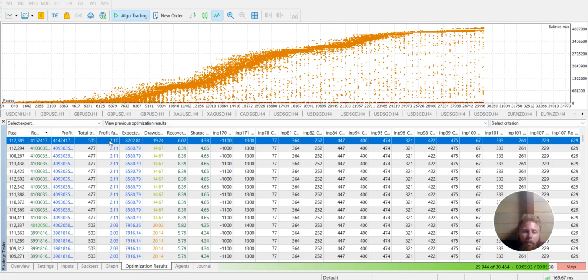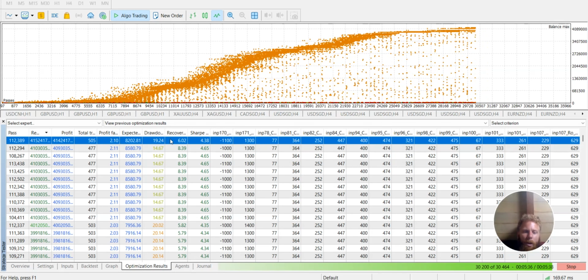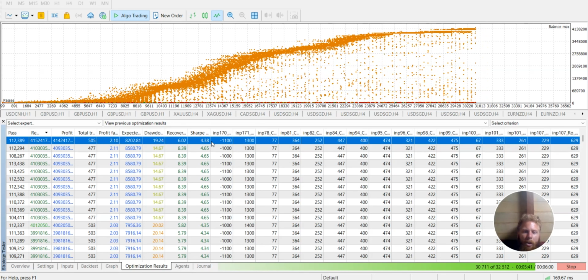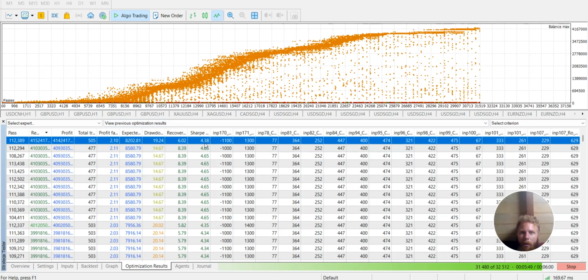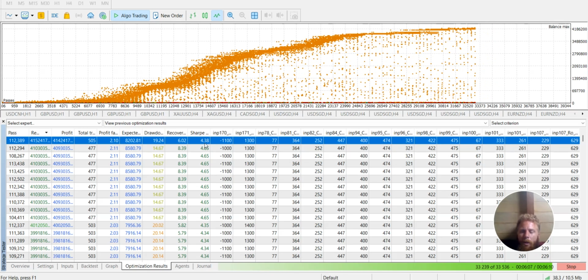You could see that the profit factor is 2. Recovery factor is 6. Sharpe ratio is very good on this one. This EA has done amazing live. We are now at over 100% gain from October with only 19% drawdown. Yes, which is crazy. This is a very good ratio.